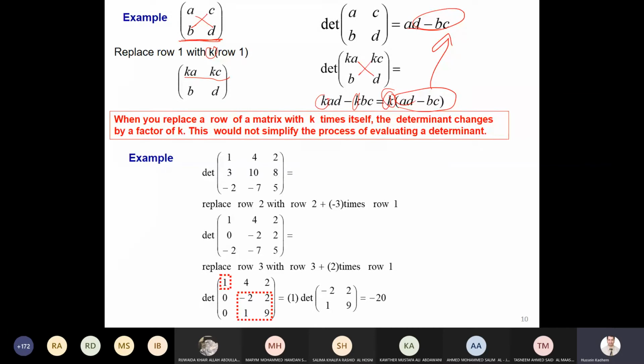Now another example on using row reduction. See this determinant here. You want me to find the determinant for this matrix. Okay. I will replace row number 2, it means this row.